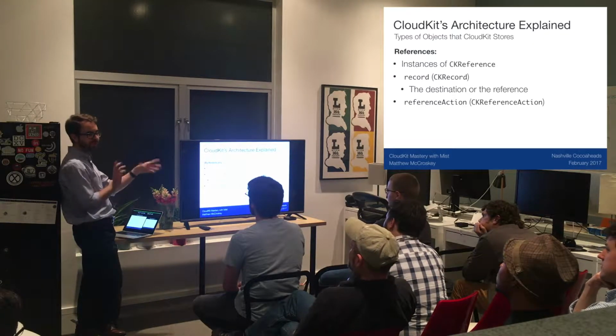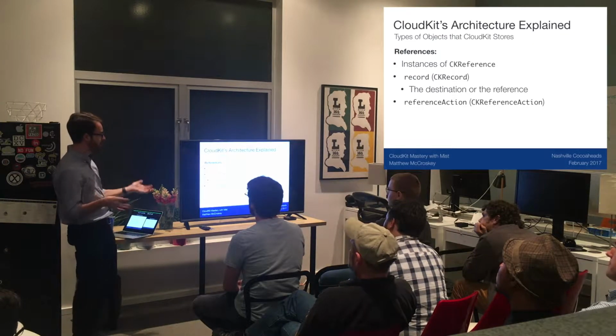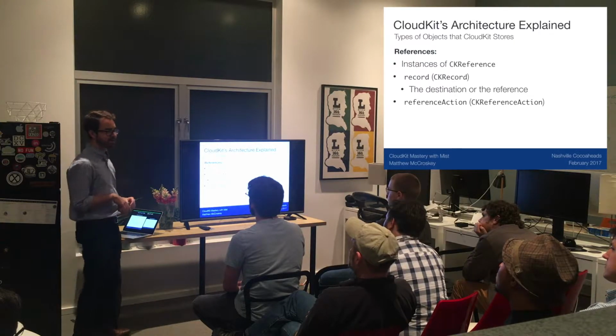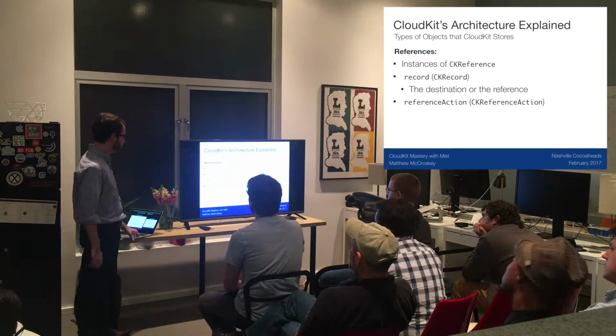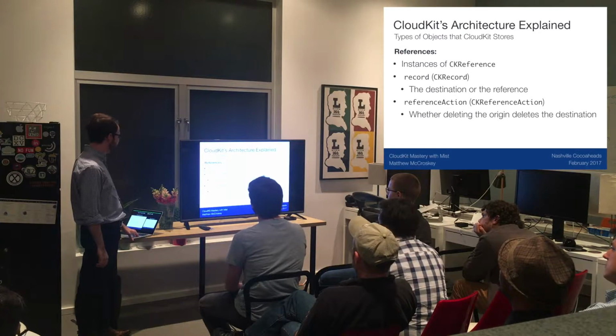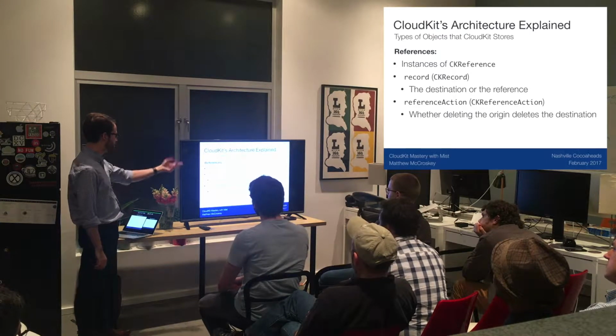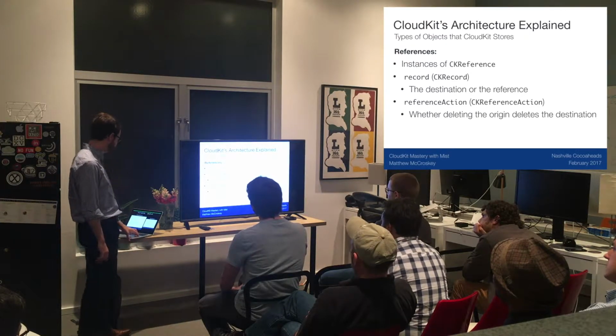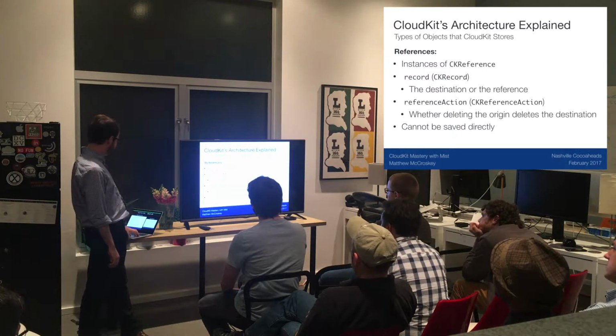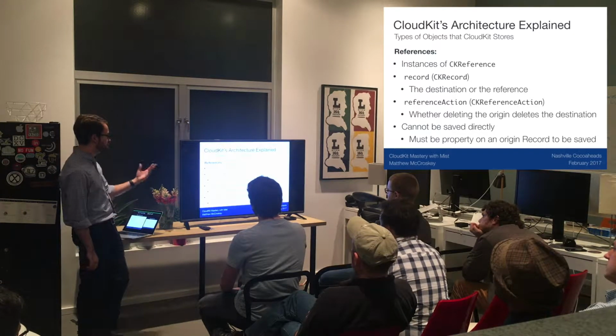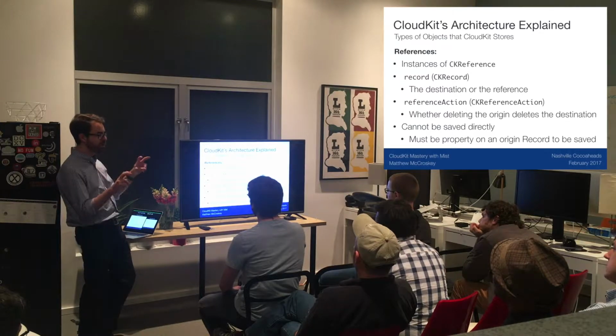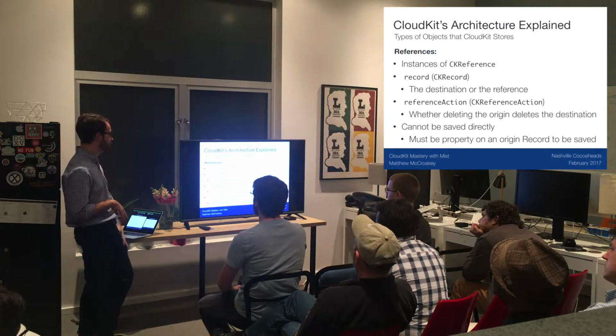To me, that was a little bit different. You might be used to going the other way around with your relationships, one to many instead of many to one. Everything is many to one, which turns out to be a better idea, actually. So that's references, and whether deleting the origin deletes the destination is the reference action. Just like with assets, they cannot be saved directly, so they must be a property on an origin record, a to-do in this case, to be saved.